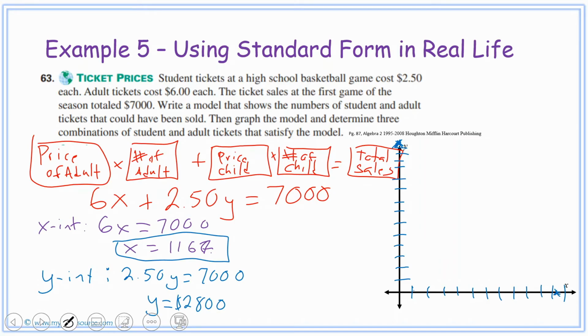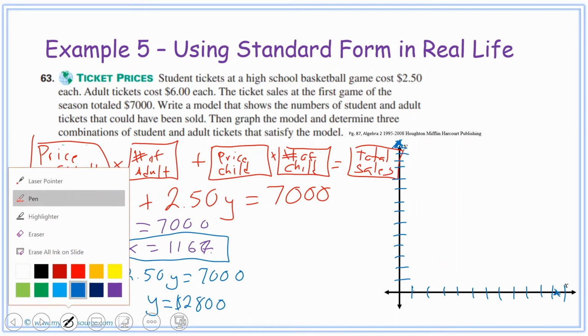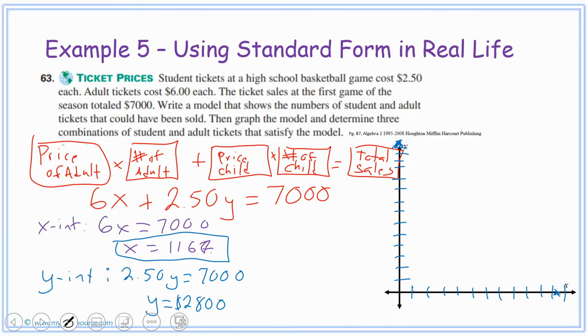So if we do that, and remember your graph paper is going to come out really nice on graph paper. So if we connect those two, I'm going to have rounded answers. All right, so if we connect those two up together, we just need to answer the question now. It says then graph the model and determine three combinations of student and adult tickets to satisfy the model. So basically they're saying if we were to put these numbers here, and remember each unit here represents 100.